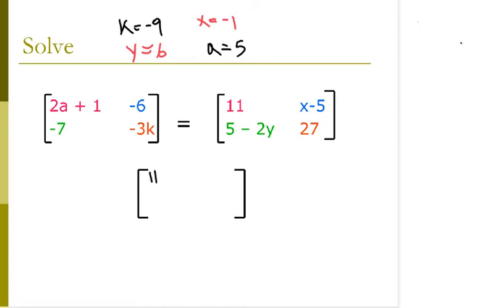Similarly, for the others, we would have negative 6, negative 7, and 27 as the resulting values. But the point of it really was to find the value of a. And so a, x, y, and k, which we did, so that was just one application for solving equations.